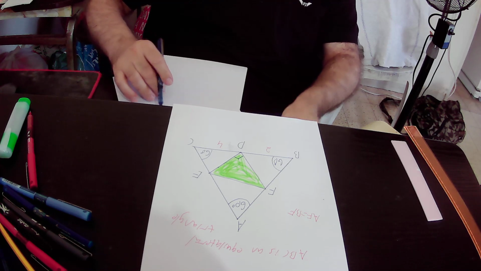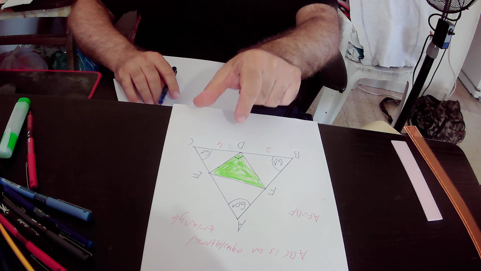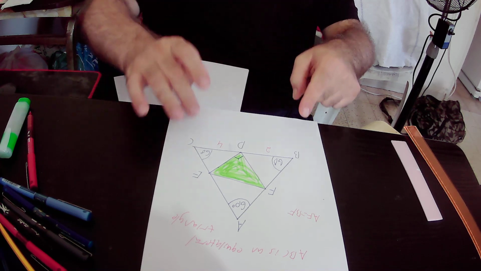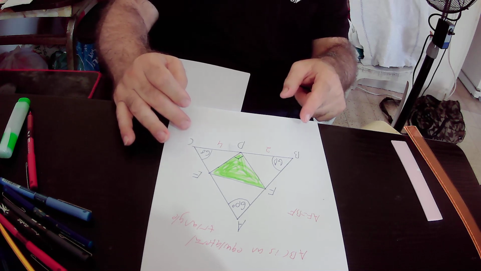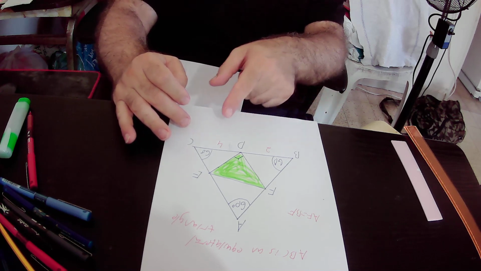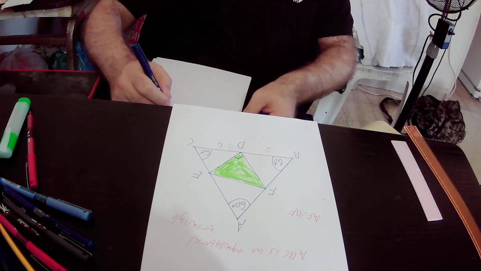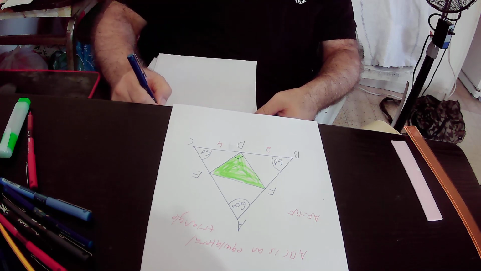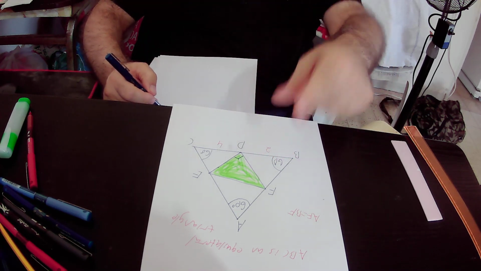But we know that BD equals 2 units and DC equals 4 units. So BC equals BD plus DC. So BC will be equal to 2 plus 4. So BC equals 6 units, and also AB and AC are equal to 6 units.